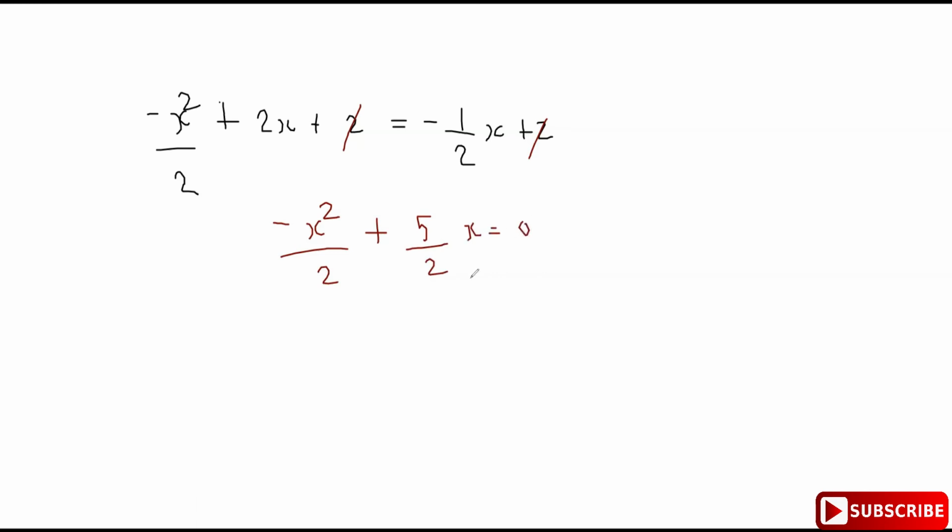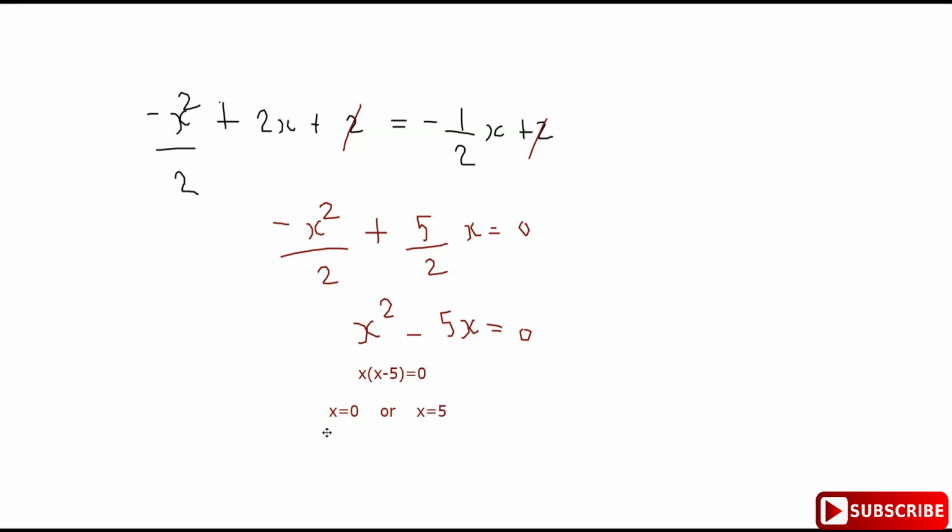Now I'm going to multiply through by negative 2 to get x squared minus 5x equals 0. If you factorize this, you get x times (x minus 5) equals 0. So x equals 0 or x equals 5.